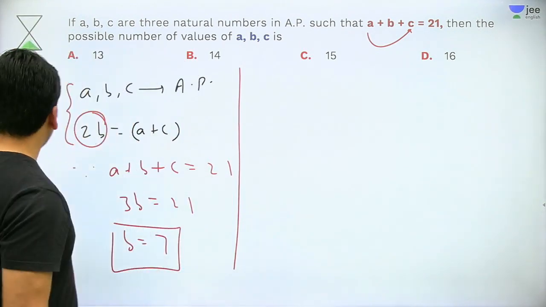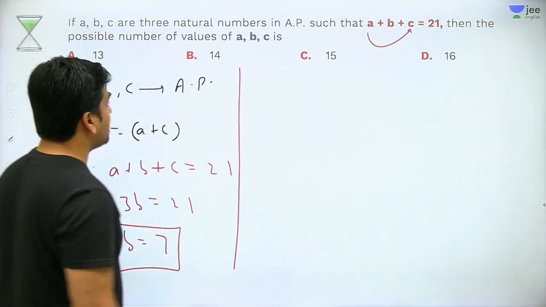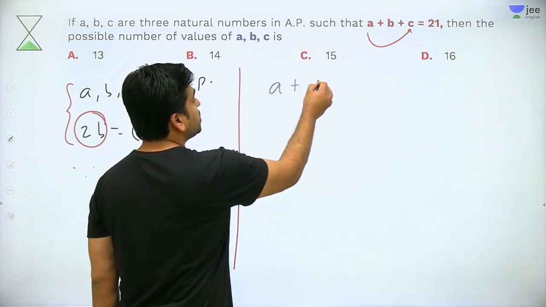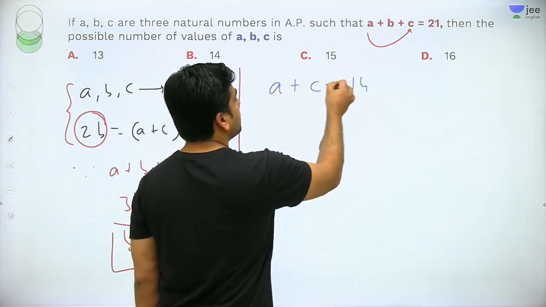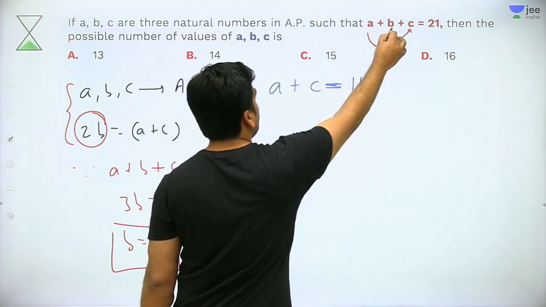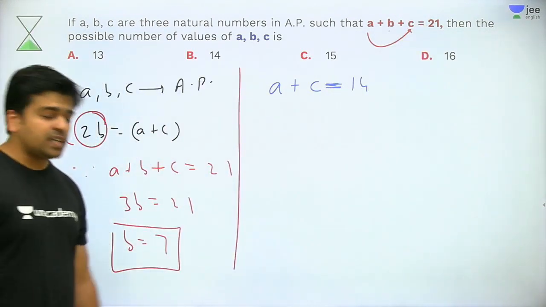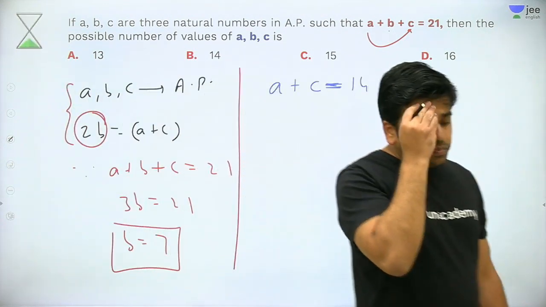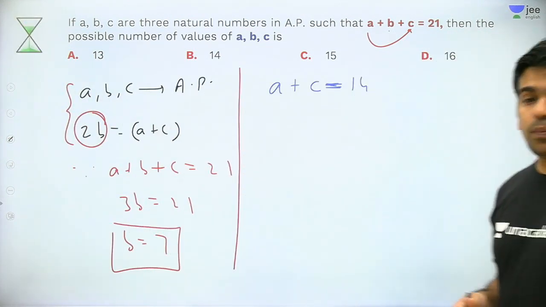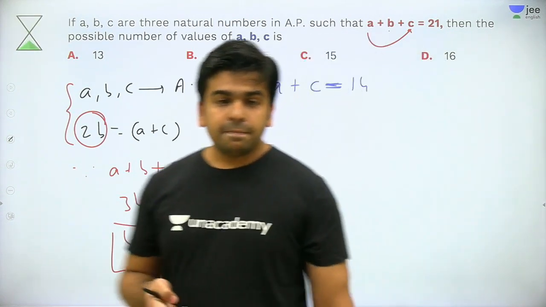If only values of A and C can vary, the sum has to be equal to how much? Sum has to be equal to 14, isn't it? If I use the value of B equal to 7 and take it on the right hand side, I will be left with a very simple equation. A plus C has to be equal to 14. But is this the right equation where we can apply the method of partition?